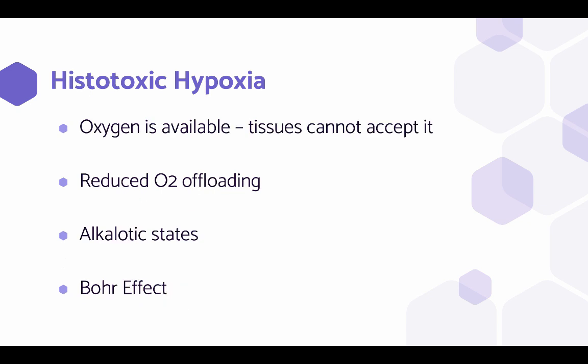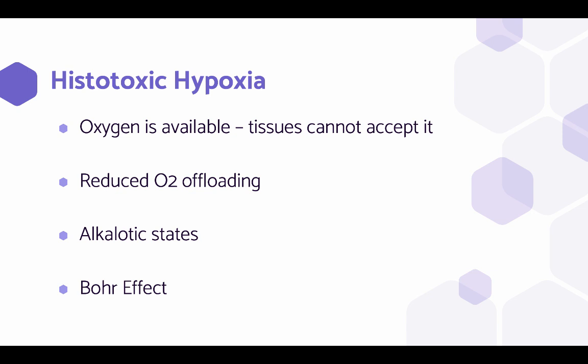With histotoxic hypoxia, oxygen is available. It is there on our little hemoglobins and it's circulating around, but our tissues can't accept it. So there's reduced oxygen offloading. That's what histotoxic hypoxia is.